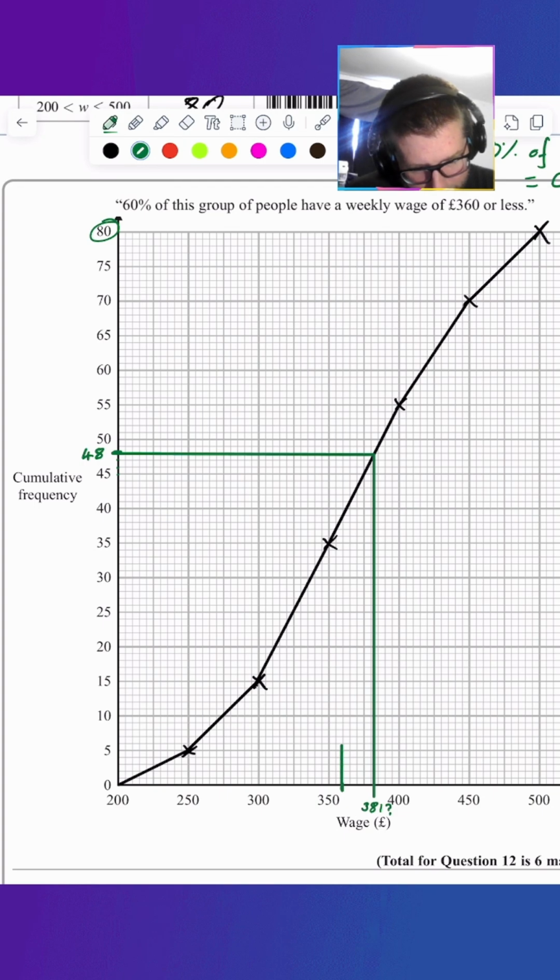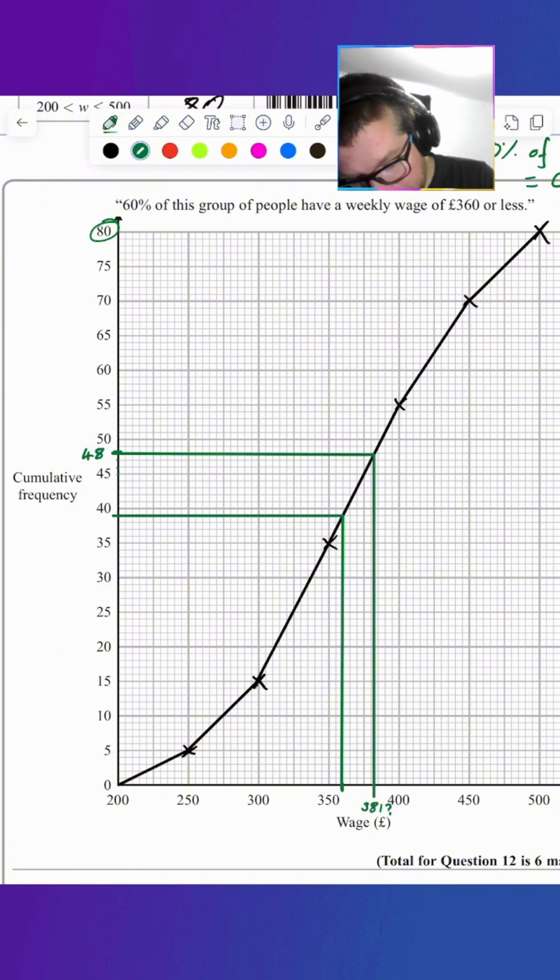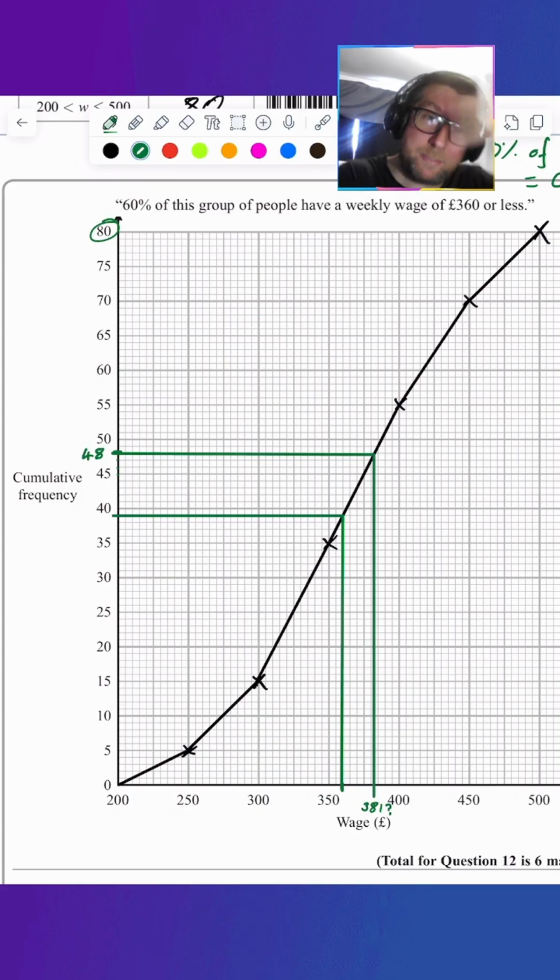And this would be another way to answer the question, to start at 360 and go the other way on the graph. But we can see that 360 is actually less than 50%. 40 people is 50% of the people, and this is under 40. So yeah, it's definitely not true what Juan says.